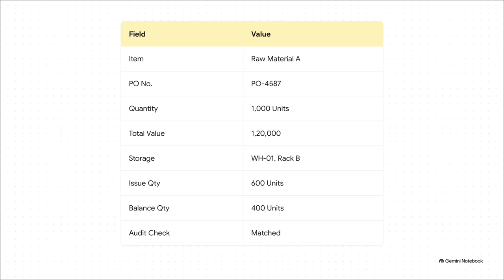Let's move on and see how this builds into a healthy transaction record for our earlier Model A example. Check out these exact rows of data. Item: raw material, Model A. PO: PO-4587. Vendor: steel supplies. GRN: 7900. QTY: 1000. Cost: 120. Value: 1,200,000. Storage: WH-01. Issue: 600. BAL: 400. Check, matched. Notice how every single piece of data perfectly aligns? That end-to-end traceability is the gold standard we're looking for.